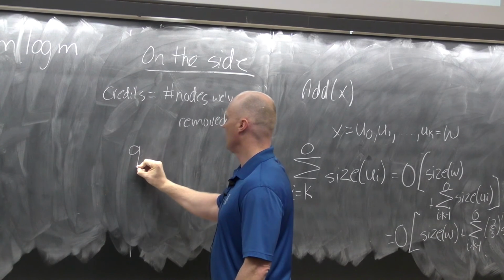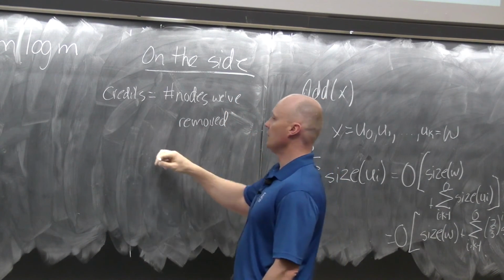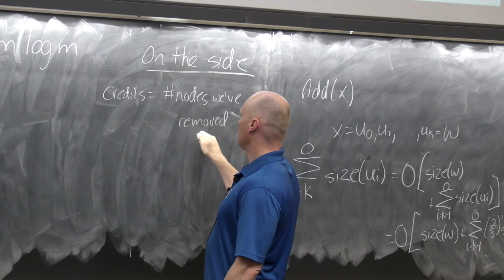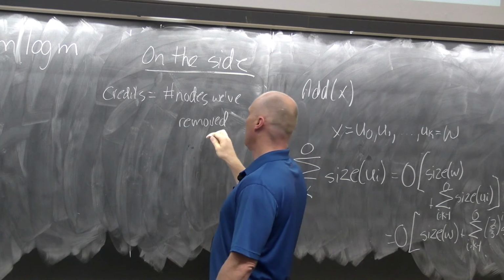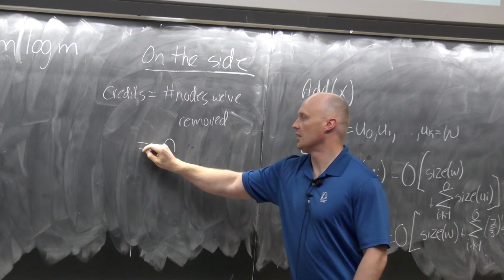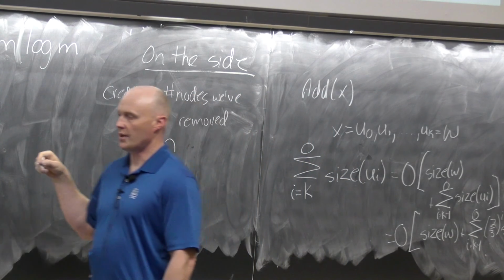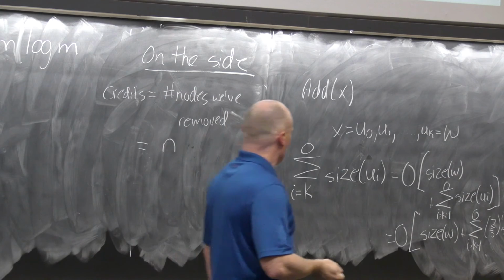So if Q is greater than 2N in this case, it means we've deleted at least N nodes along the way, so we have enough credits to pay for a rebuilding of the entire tree. So that's fine.